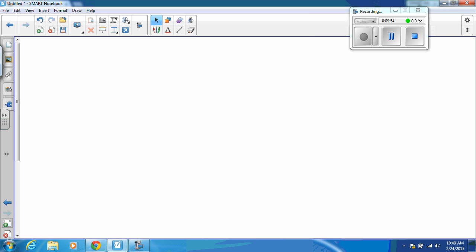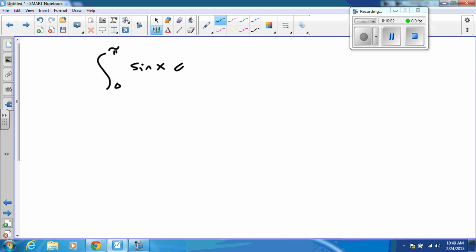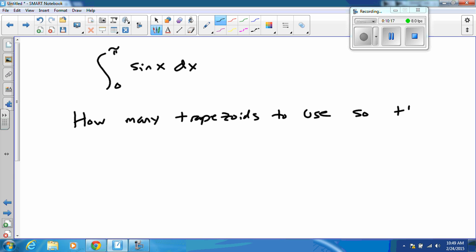Well, let's take a look at one more example. We want to sort of reverse engineer the question here. Suppose we have the integral from 0 to pi of sine x dx. And I want to ask this question now. How many trapezoids should we use so that the error is no greater than 0.001?